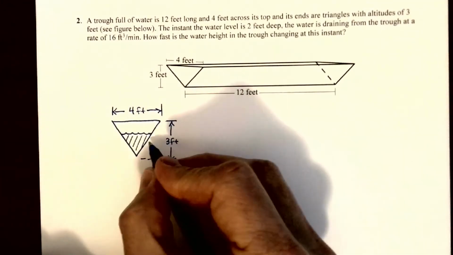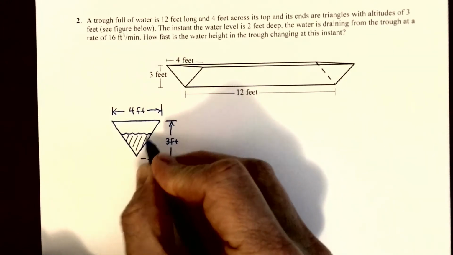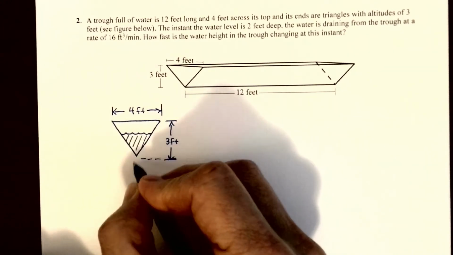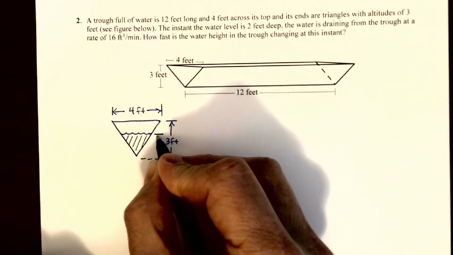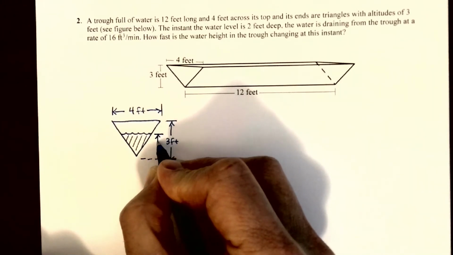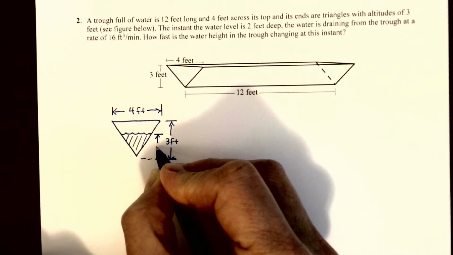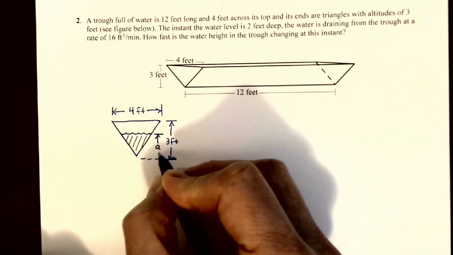Well, as the water is draining, its height is going down, right? As the water drains, its height's going down. So what is its height? Well, it's variable. I want to give a quantity to that. I'm going to call that height A.